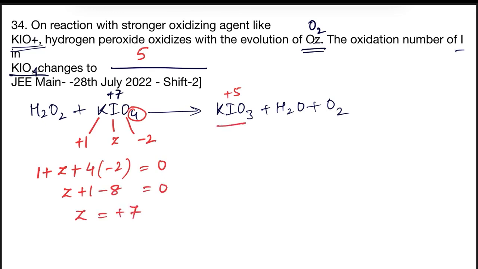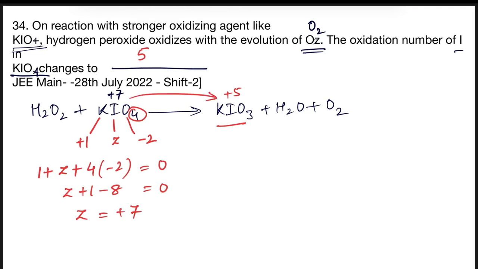Similarly here the oxidation number of iodine is calculated as +5. So the answer is the oxidation state of iodine changes to +5. So iodine is undergoing reduction and it is oxidizing H2O2.